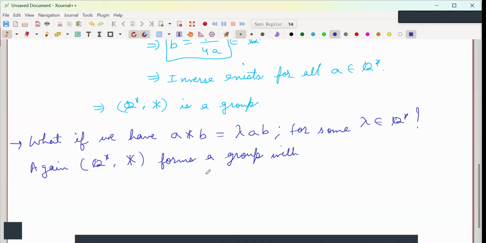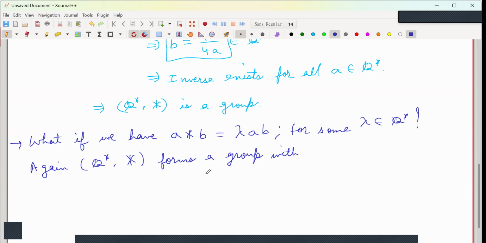Lambda is non-zero, right? That's what we are taking. If you take zero, then A star B is just zero. So how will you have inverses, and even the identity element will be a problem. So we are taking lambda to be non-zero, and anyway we want this number to lie inside our set. If you take lambda to be zero, then this number will be zero, but zero is not inside our set. So it won't be a binary operation in fact.